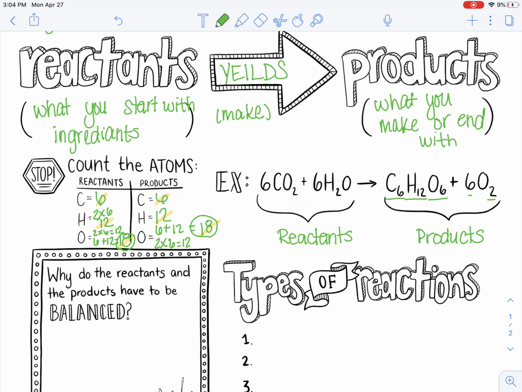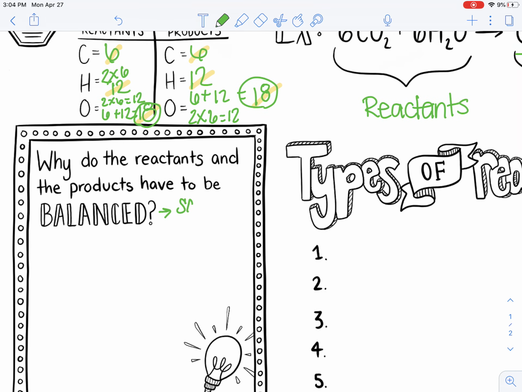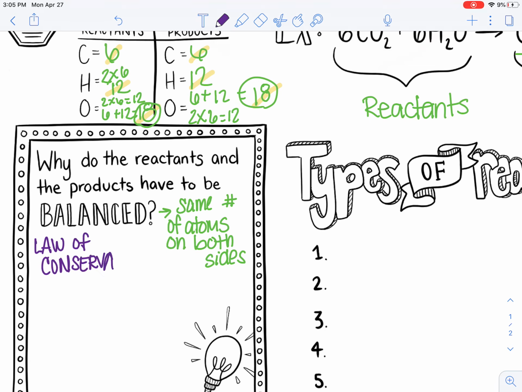When I have a chemical equation and it's written out properly, it should have the same number on each side. And that is what we call it when we say balanced. So balanced is the same number of atoms on both sides. And reactions have to be balanced because of something called the law of conservation. Conservation means saving something, of mass.